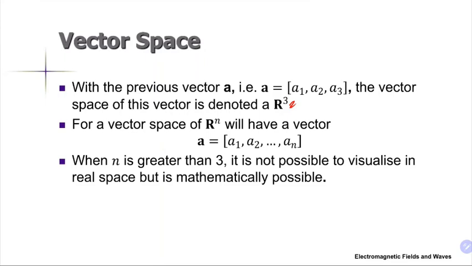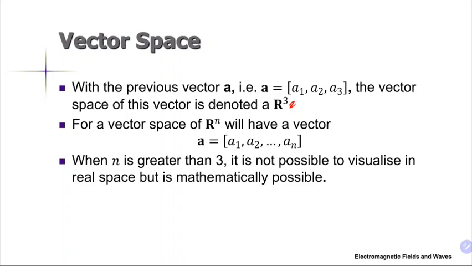In vector space, there can be n number of dimensions, so we can have R to the n, meaning our vector will have a1, a2, all the way to an. Okay, so more than three, we can't actually visualize in free space, but mathematically we can use more than three dimensions. We can use the fourth dimension for something else.